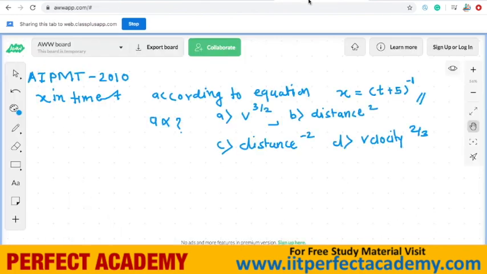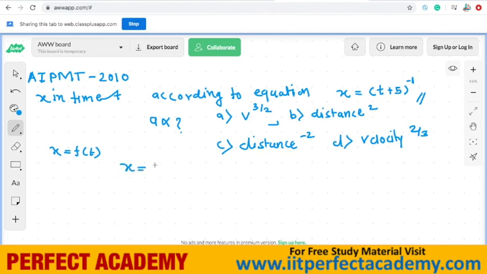Those who tried, well done. But somewhere you must have gone wrong. Now see, usually they give you x as a function of t. The same way here also they have given x as a function of time, but it is given to you in a slightly different manner. And that has confused you.